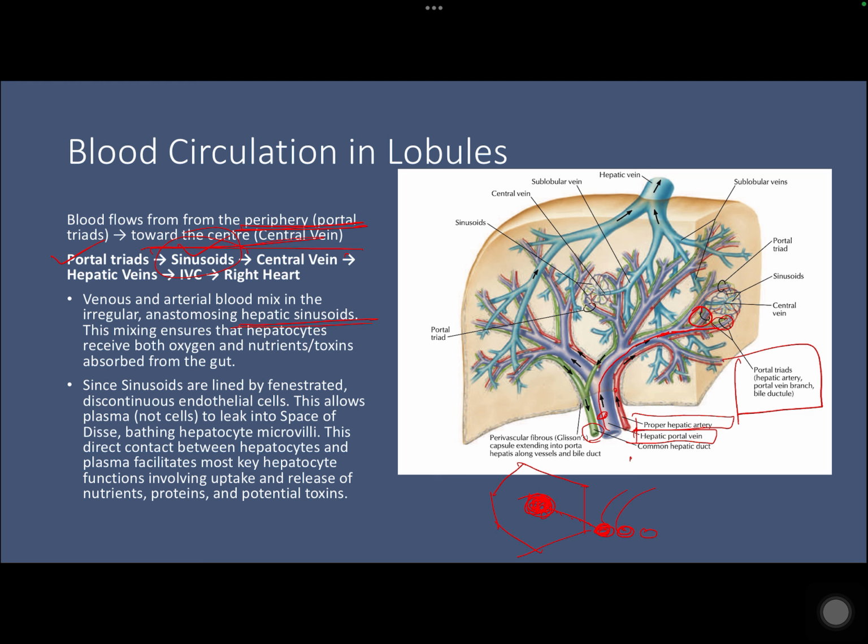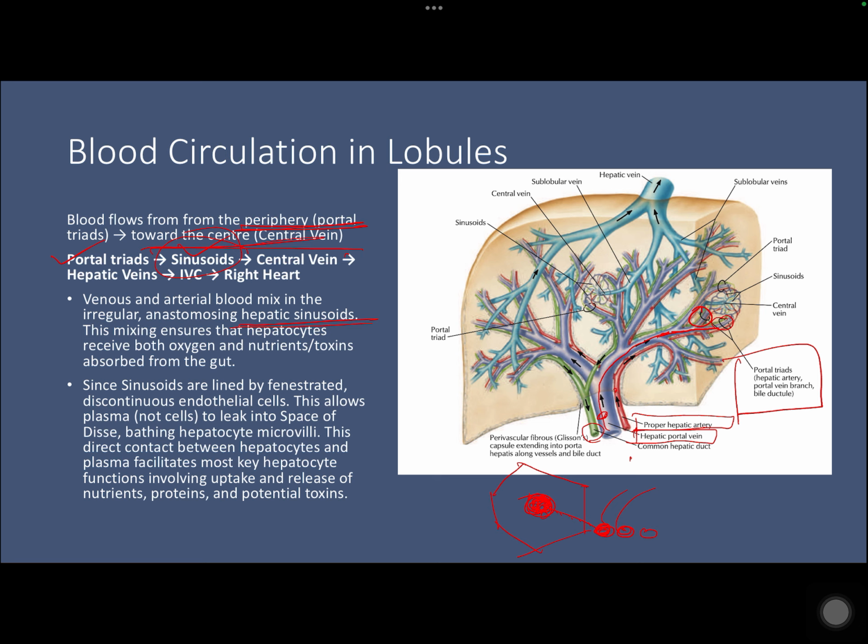Now, what are these hepatic sinusoids? These are not continuous cells. These cells have fenestrations, or we can say they are discontinuous cells. They have small pores, or small holes, in them. Similarly, fenestrated blood vessels can be seen in the kidney glomeruli. The glomerulus has an endothelial layer which has fenestrations. Similarly here we have sinusoids, which also have discontinuous endothelial cells with fenestrations, or holes.